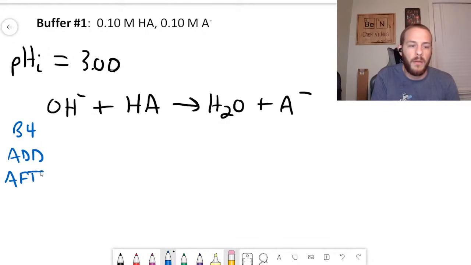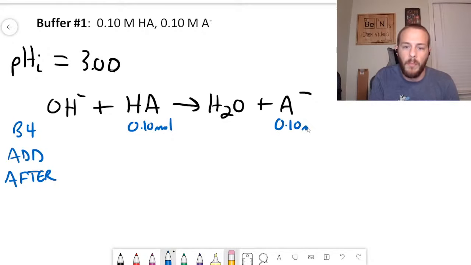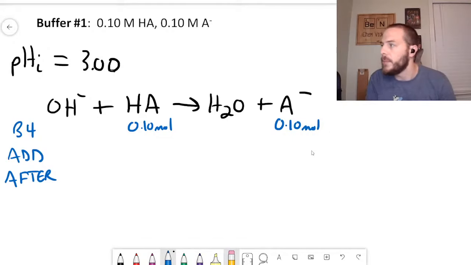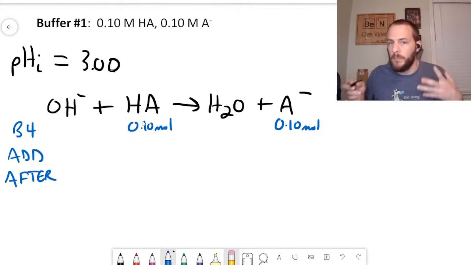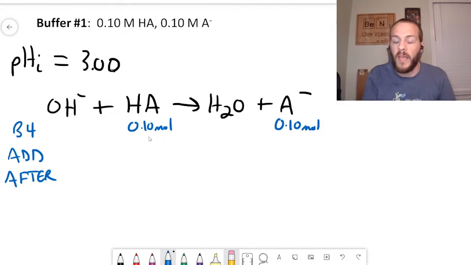after the addition. Of course, before the addition, what do we have? Well, we have 0.10 moles of the acid, 0.10 moles of the base, because we have a 1 liter solution. If we have 0.1 molar in a 1 liter solution, that means we have 0.1 moles of each of these.